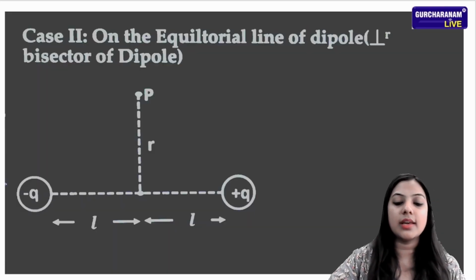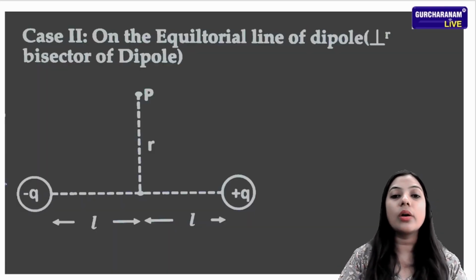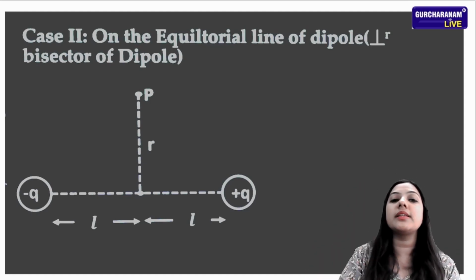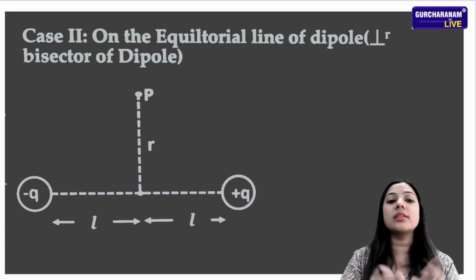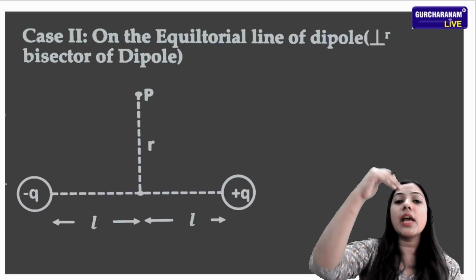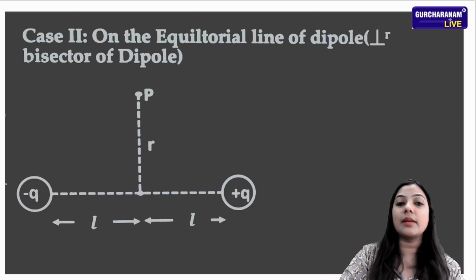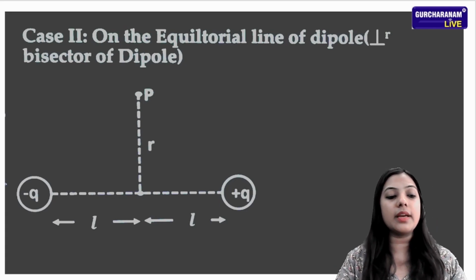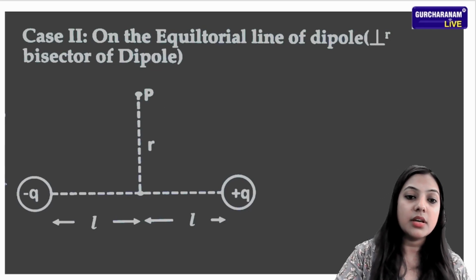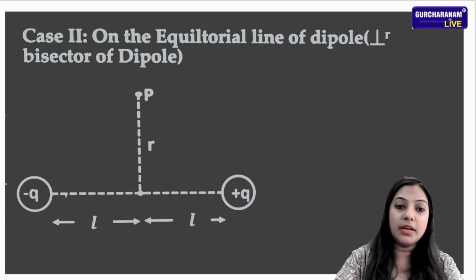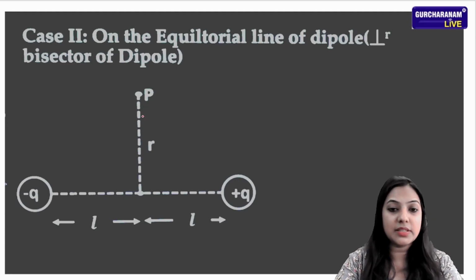Okay, so our second case is on the equatorial line of the dipole, that means the perpendicular bisector of the dipole. You can see here, this is the dipole, minus q and plus q separated by 2L distance. We have to find the electric field on the perpendicular bisector of the dipole. How will we find this? So we have to make a diagram for this. We have to find the electric field at this point P due to minus q charge and plus q charge.